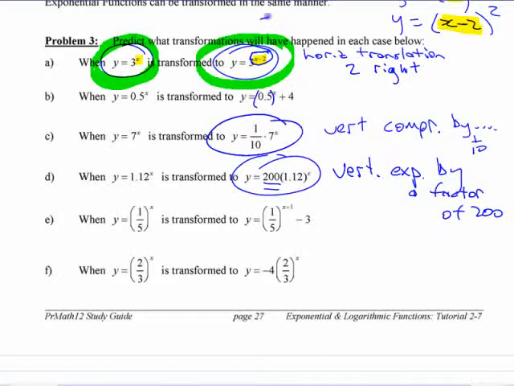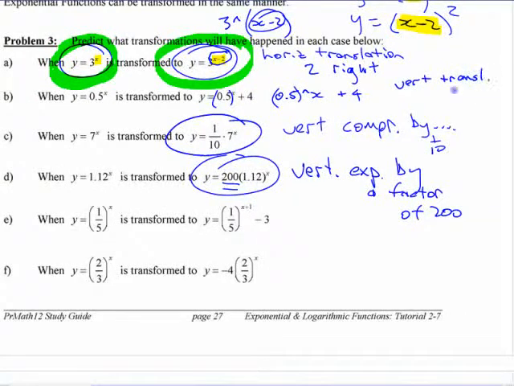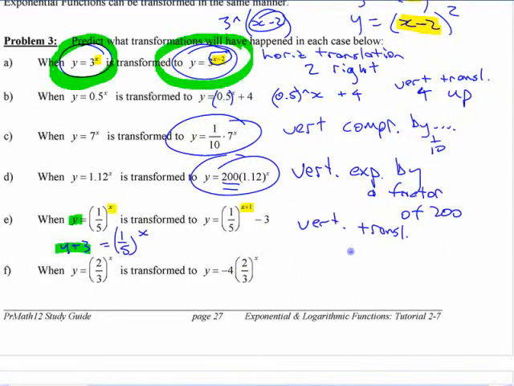This 3 to the power of x minus 2, on the calculator you'd write it like that. It's inside the brackets, so it's a horizontal change. Whereas this one, 0.5 to the power of x and then plus 4, is outside of the function, so it's a vertical change. This is a vertical translation of 4. Which way does it go? 4 up, right? Up 4. You can answer these 2 down below, I'm sure. Down 3.